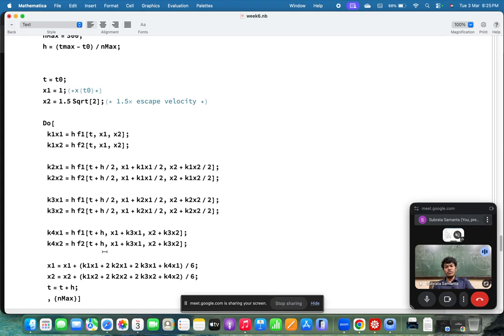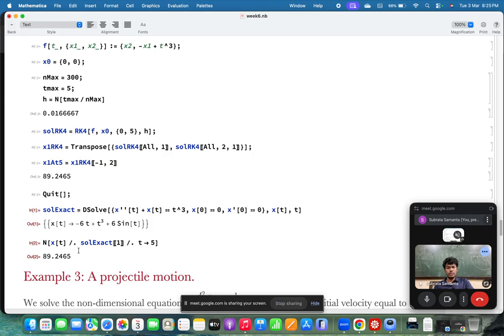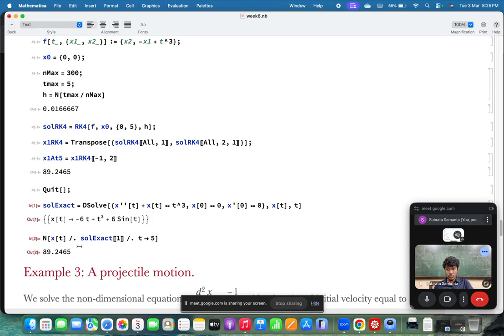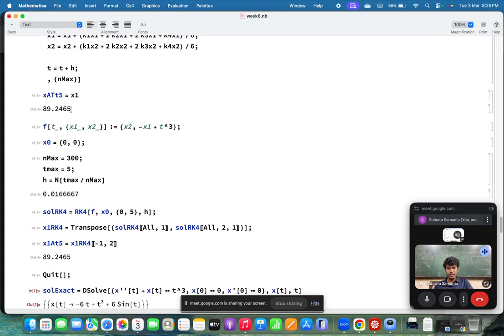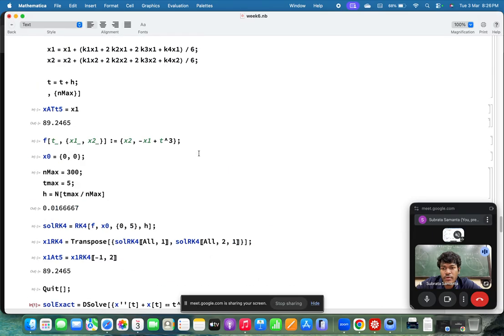You can also solve this by calling this RK4 and defining the functions in the matrix form. So this is the exercise, and it is a good exercise to play with. Solve the same problem using this RK4 module.